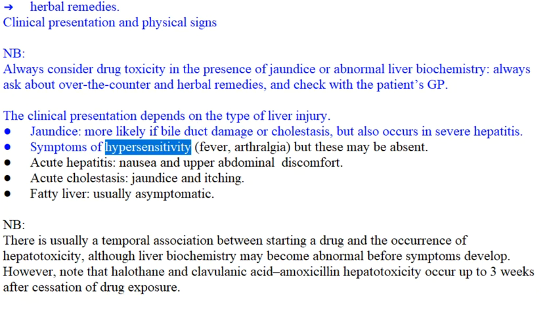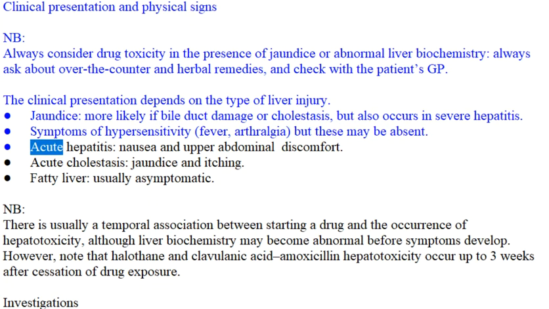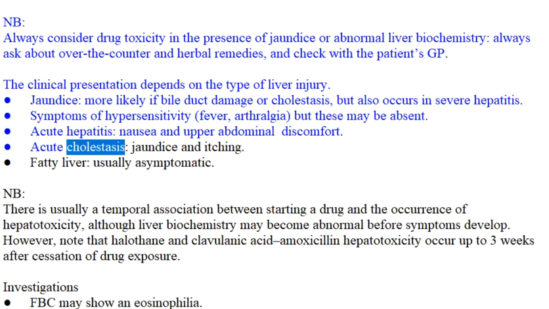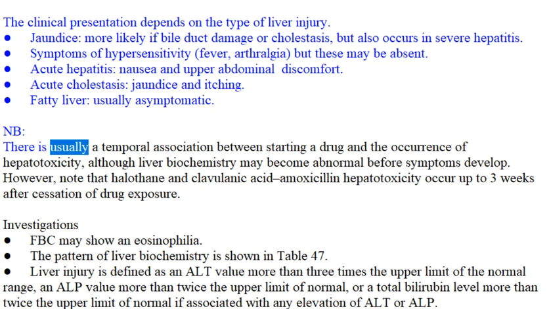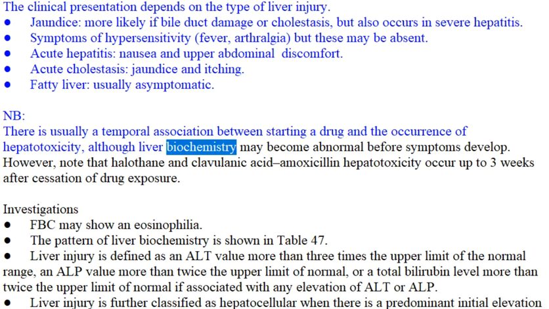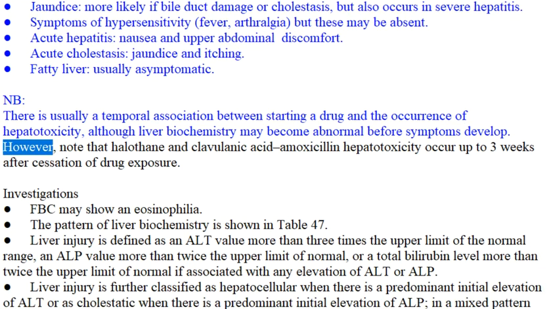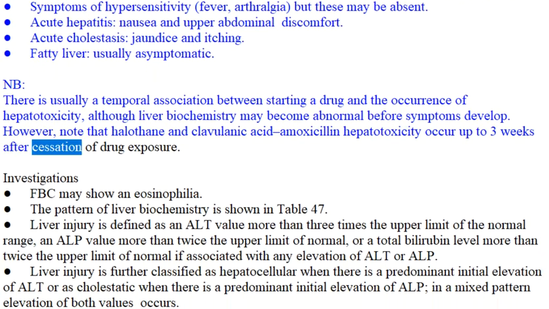Symptoms of hypersensitivity, fever, arthralgia, but these may be absent. Acute hepatitis, nausea and upper abdominal discomfort. Acute cholestasis, jaundice and itching. Fatty liver, usually asymptomatic. NB. There is usually a temporal association between starting a drug and the occurrence of hepatotoxicity, although liver biochemistry may become abnormal before symptoms develop. However, note that halothane and clavulanic acid amoxicillin hepatotoxicity occur up to 3 weeks after cessation of drug exposure.